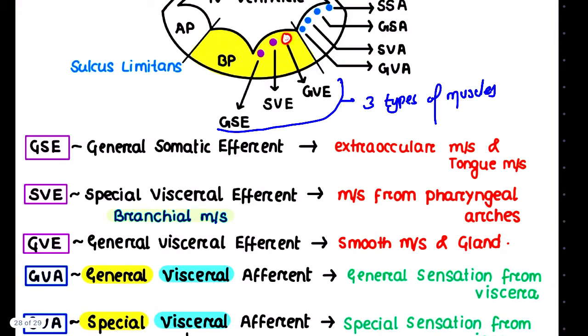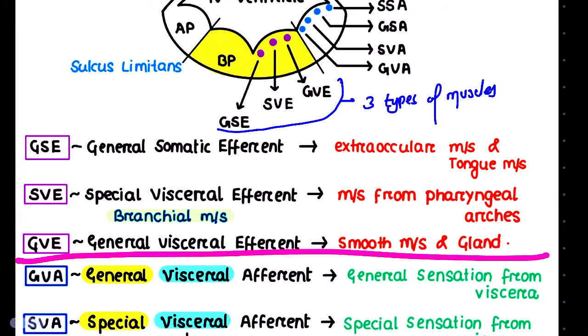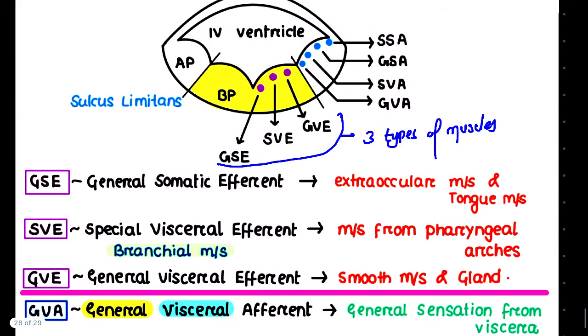Now another one is the general visceral efferent. What is remaining here is the smooth muscles and glands. We said that the basal plate, or basal lamina, consists of three types of efferent columns, to supply three types of muscles. General somatic efferent supplies the extraocular muscle and tongue muscle.